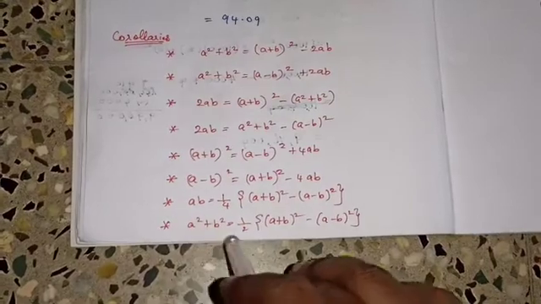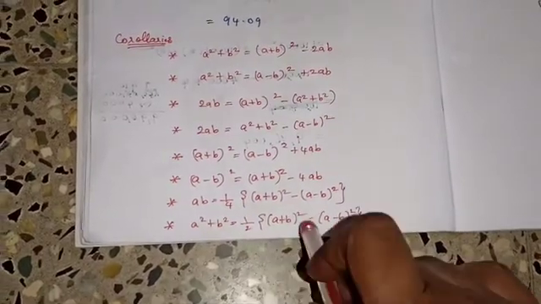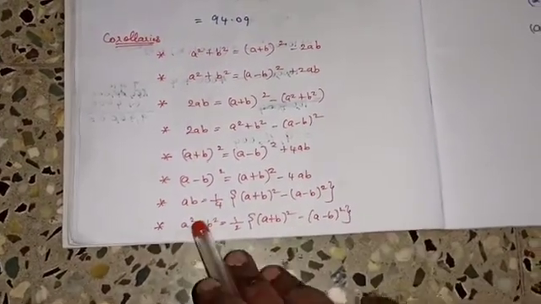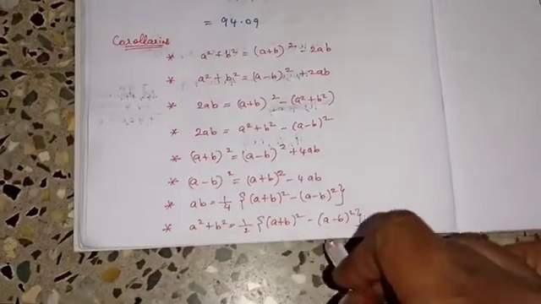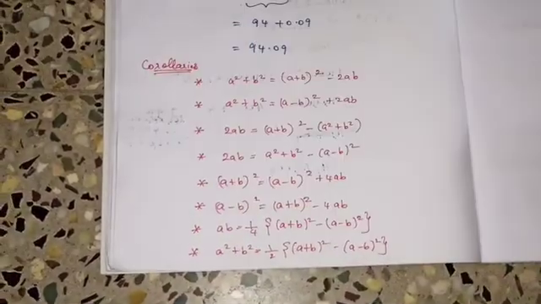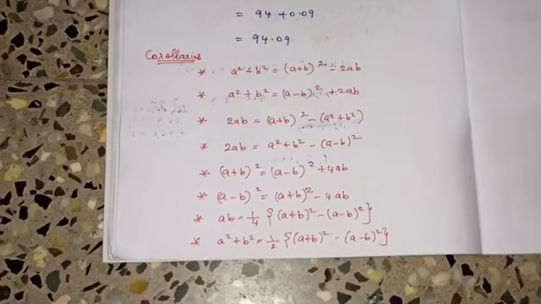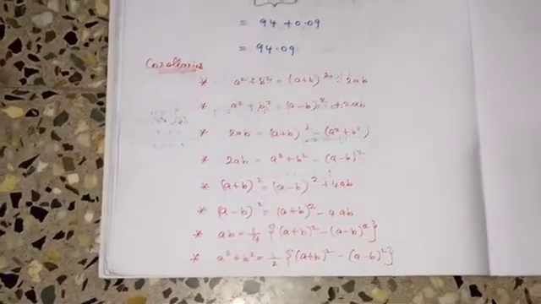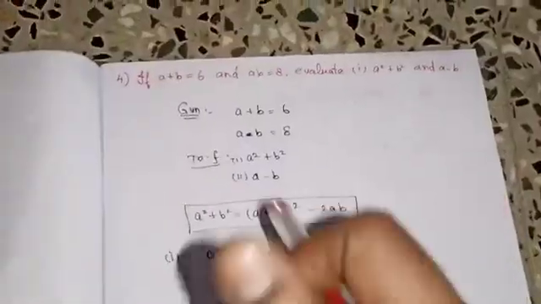Suppose a square plus b square is equal to half into the given, a plus b and a minus b, means using this formula: a plus b the whole square minus a minus b the whole square. So these are the important corollaries. Everyone copy down this and learn this. So using this corollary to find the answer.